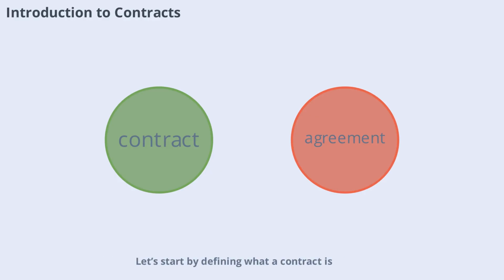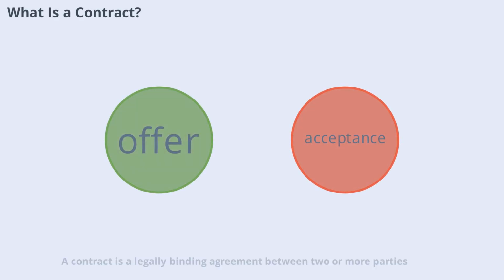Let's start by defining what a contract is and why it's so important in our daily life. A contract is a legally binding agreement between two or more parties. It can be written, oral, or even implied by conduct. The key elements of a contract include an offer, acceptance, consideration, and mutual intent to be bound. Without these elements, an agreement may not be enforceable in court. Contracts are used in countless scenarios, from buying a house to hiring a new employee.